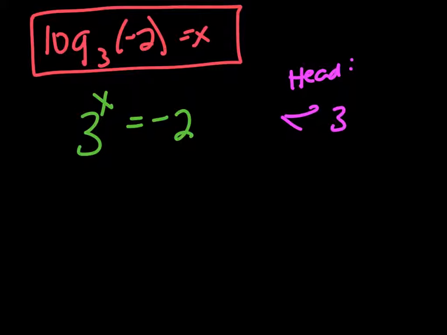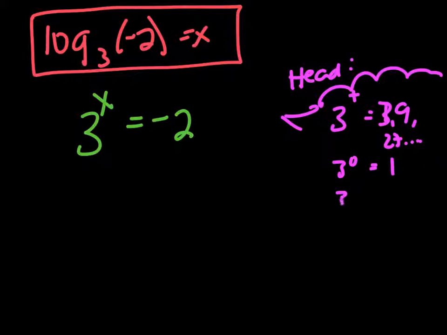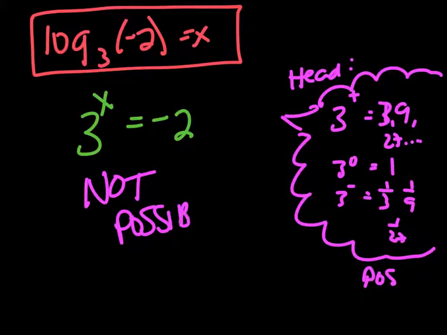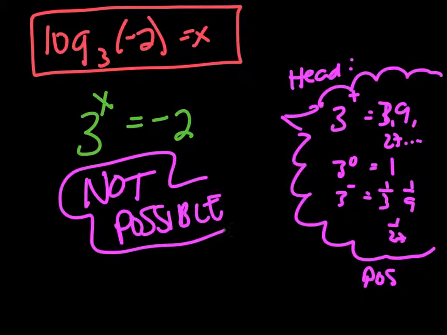So if I do 3 to a positive number, I'm going to get 3, 9, 27, etc. So it's going to be a positive number. If I do 3 to the 0 power, that's going to give me 1. If I do 3 to a negative number, that's going to give me 1/3, 1/9, 1/27. So no matter what you do, you're going to get a positive number. So this is not possible. You are never going to get a negative number when you raise a number to an exponent.